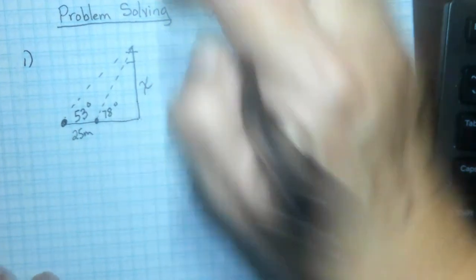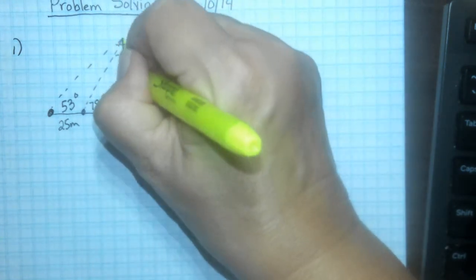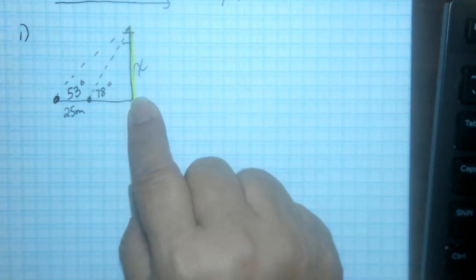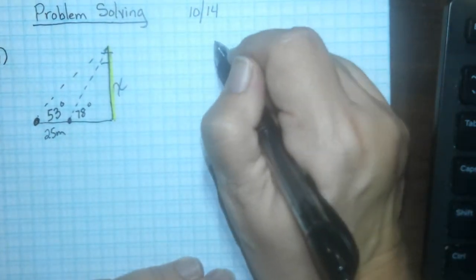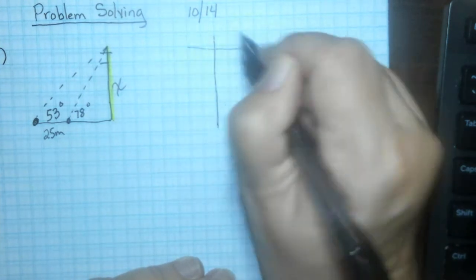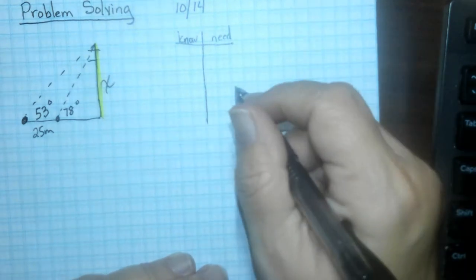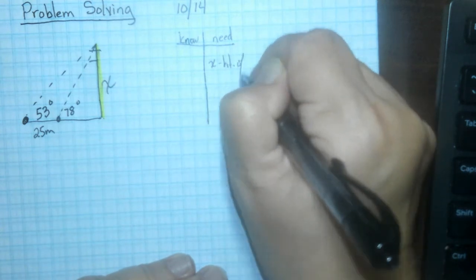I'm going to mark that as X. I'm also going to take a highlighter. This is what I'm looking for. Because sometimes students do lots of great math, but they don't answer the question that's being asked. Always identify what it is you need to know. Alright, next, we're going to make a little table. What are the things we know? What is it that we need to know? And I like to start with what we need to know. We need to know X, which is the height of the pole.